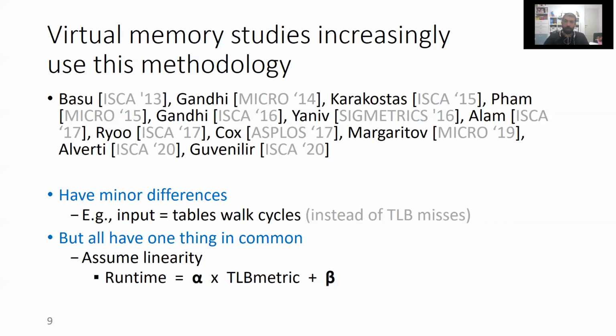Quite a few virtual memory studies have used this methodology over the last few years. Their exact specification of the model slightly varies across studies. For example, some models take the number of cycles spent on page walks as their input instead of the number of TLB misses. However, all models have one thing in common. They assume a linear relationship between the input TLB metric and the runtime.